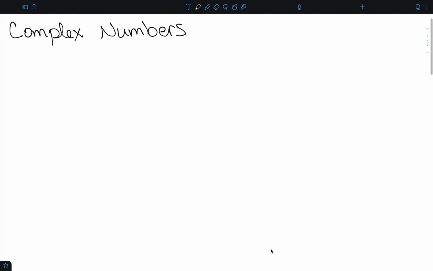Let's look at the idea of complex numbers. For complex numbers, I need to define this number i, which is the square root of -1. Or, another way to say that, i squared is equal to -1.